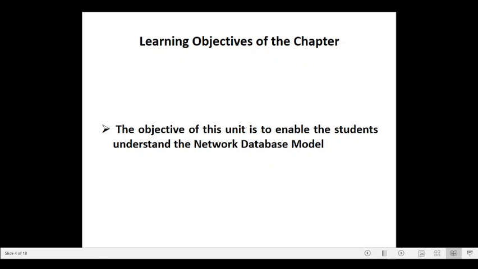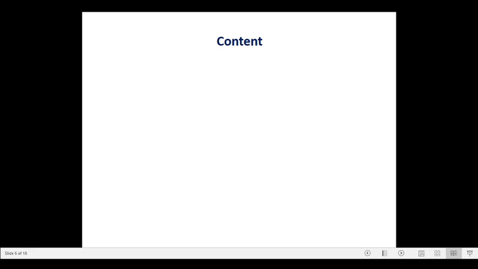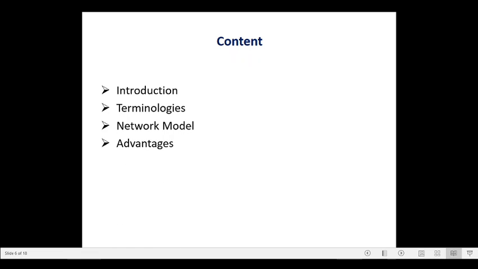The learning objective of this session is to enable the students to understand the network database model. After the completion of the session, the student will be able to explain the network database model. In this session, the coverage is Introduction to Network Database Model, Important Terminologies, Network Model, Advantages and Disadvantages of Network Model, and to conclude with the content.